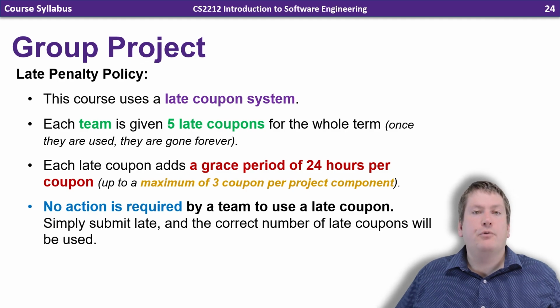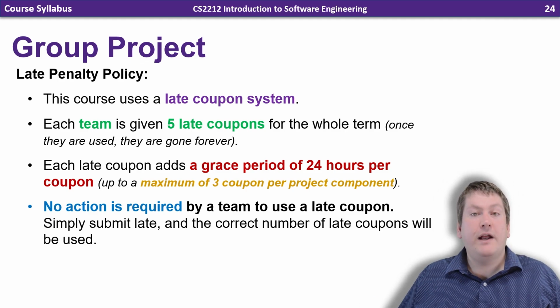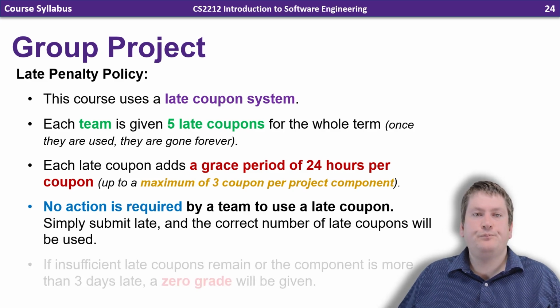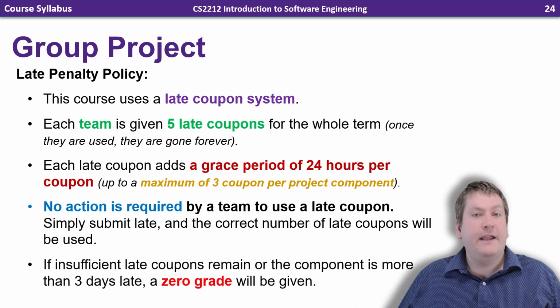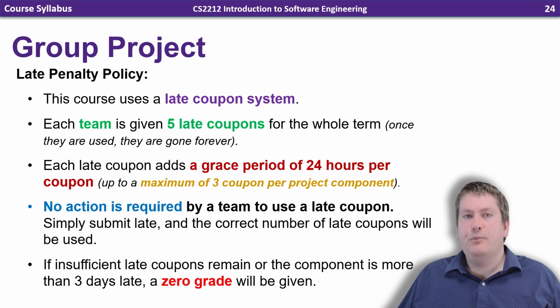So no action is required by a team to use a late coupon. Simply submit late, and the correct number of late coupons will be deducted by the TA marking it. If insufficient late coupons remain and you submit late, or if you submit more than 3 days late, a 0 grade will be given to that component.